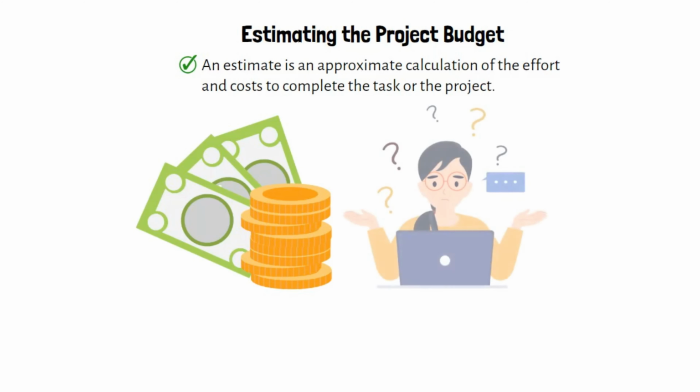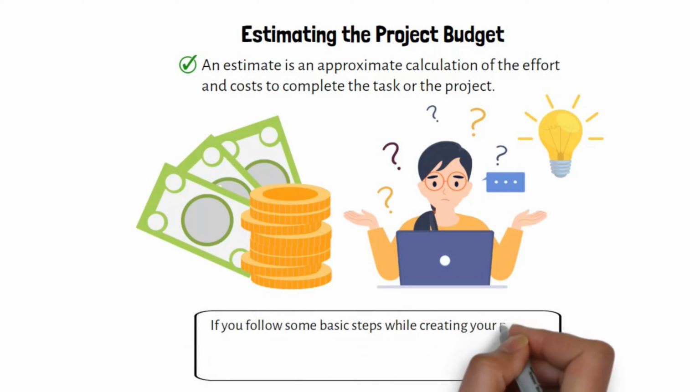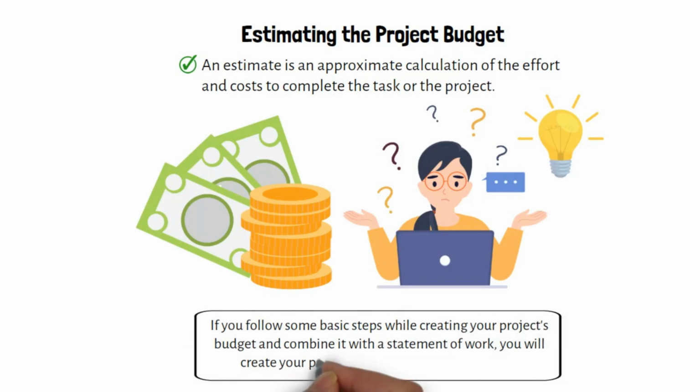However, it is difficult to manage a cost estimation process that involves various parameters and uncertainties. As a project manager, while creating a project budget, you have to make accurate forecasts and guess lots of things. If your estimations are wrong, you will find yourself in big trouble. On the other hand, if you follow some basic steps while creating your project's budget and combine it with a statement of work, you will create your project's budget easily and properly.